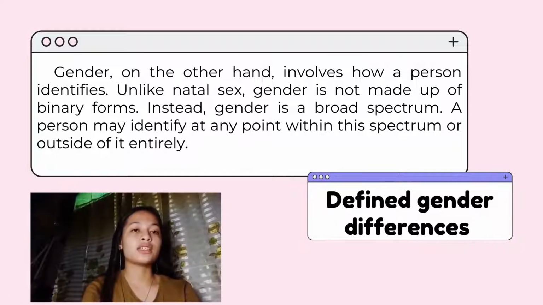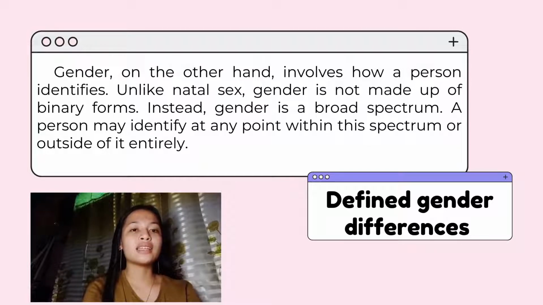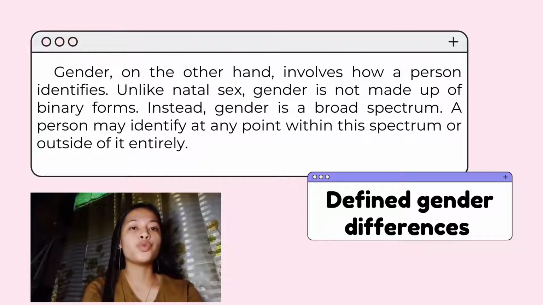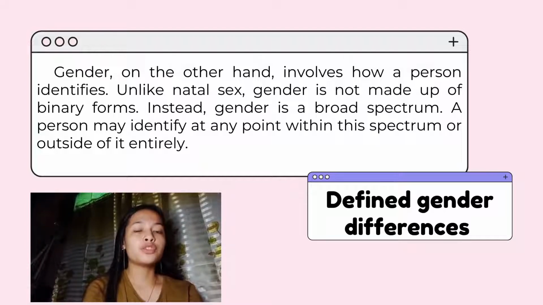Define gender differences. Gender, on the other hand, involves how a person identifies. Unlike natal sex, gender is not made of binary norms. Instead, gender is a broad spectrum. A person may identify at any point within this spectrum or outside of it entirely. People may identify with genders that are different from their natal sex or with none at all. These identifiers may include transgender, non-binary, or gender neutral. There are many other ways in which a person may define their own gender.